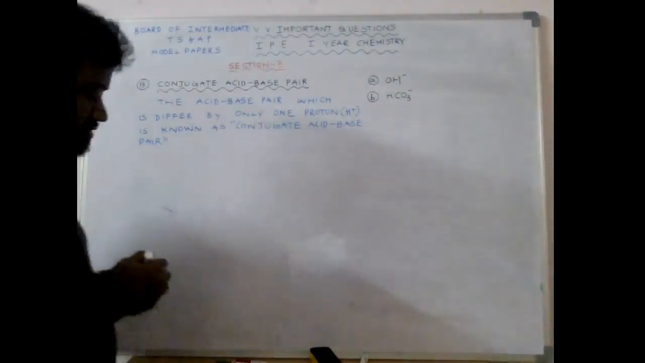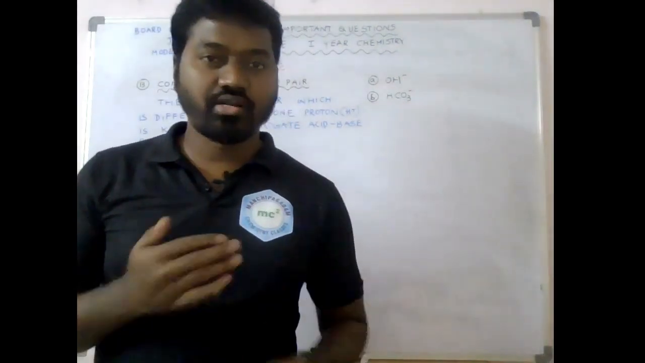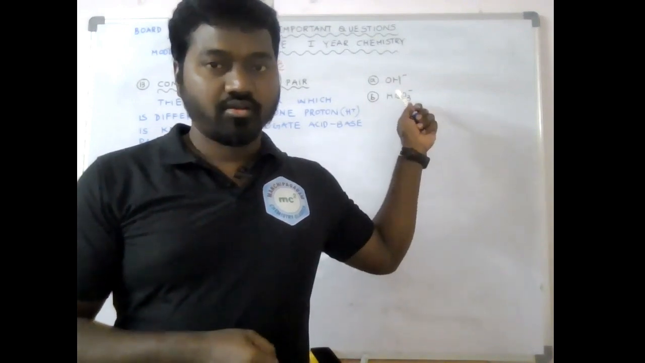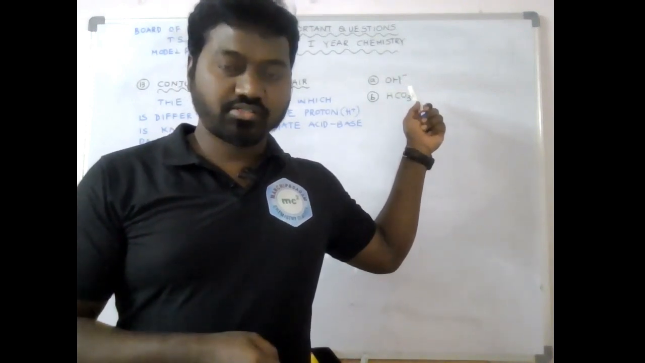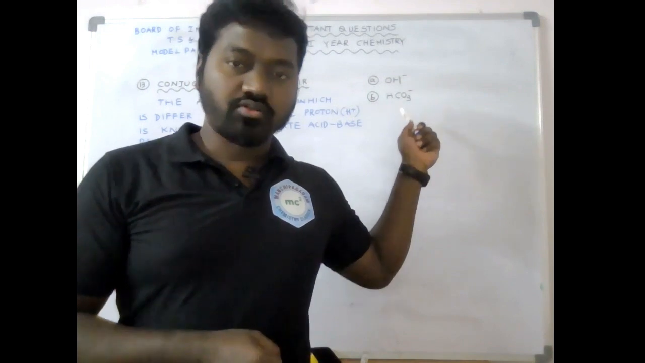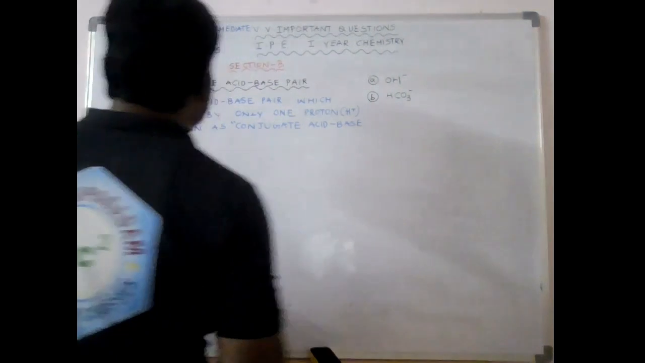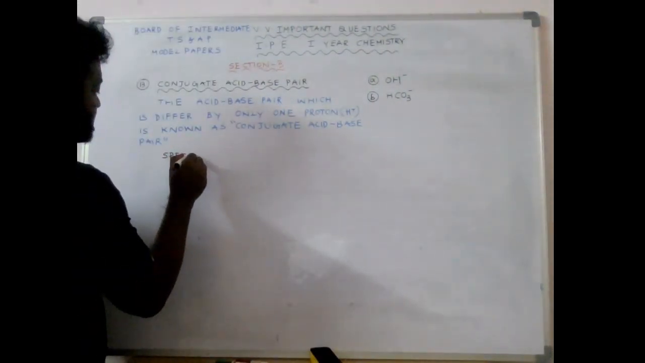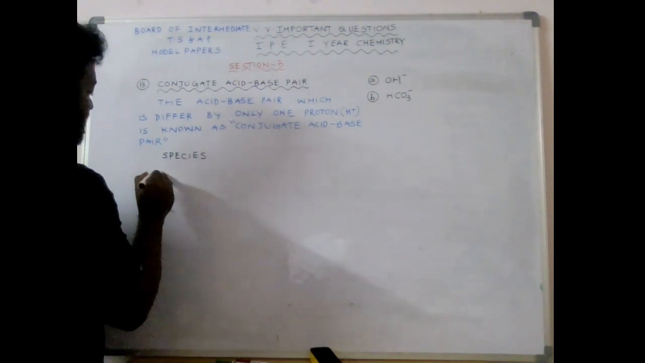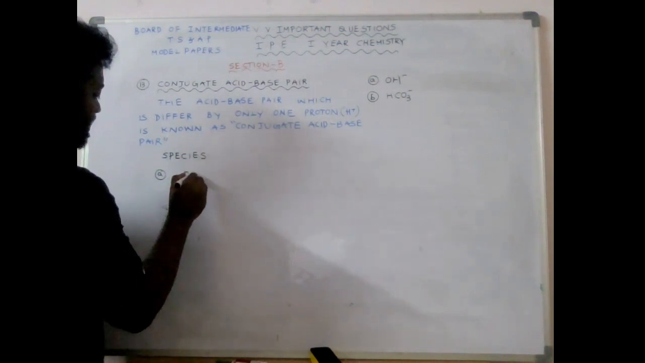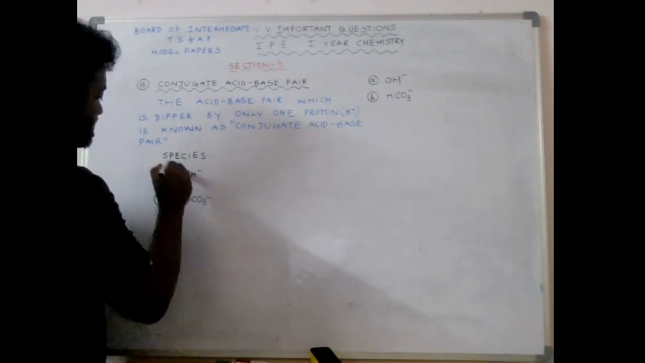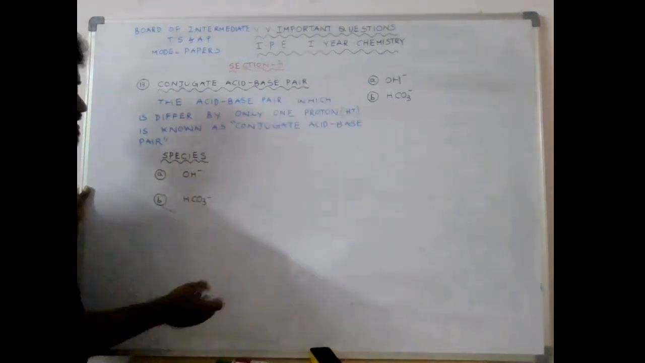Okay, so half of the question is completed. What is a conjugate acid base pair? We defined that. The next question continues that. Here we have to write the conjugate acid and conjugate base for this, and for this also. The species given are A is OH minus, B is HCO3 minus. We have taken the species given in the question.